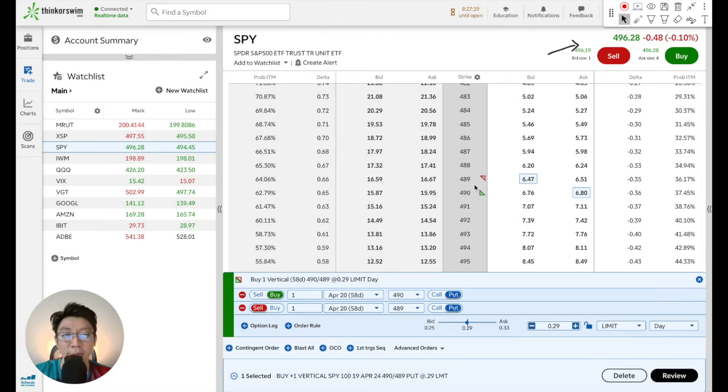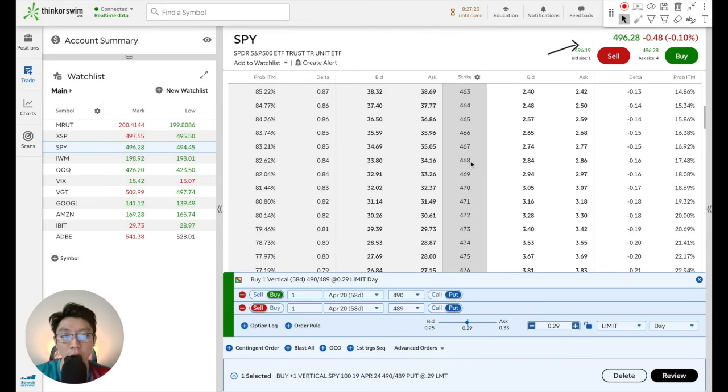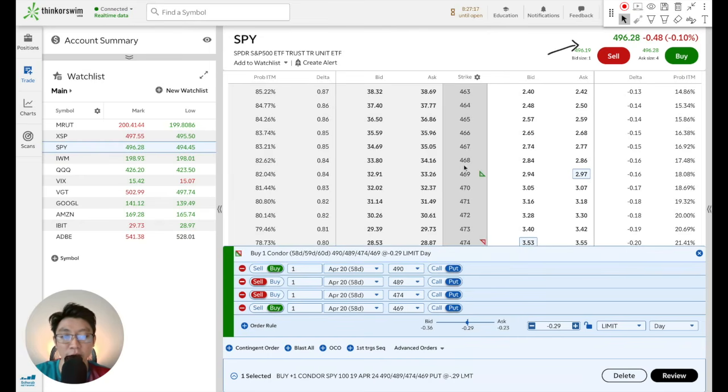So now let's put on the credit spread side, the put credit spread. If you guys recall, if my memory didn't fail me, it's 474 and 469. So we have a 5-point wide. As you can see down here, now we have 29 cents in terms of the total credit.